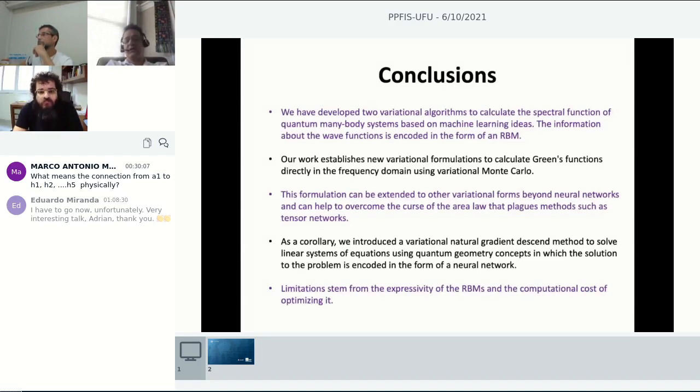And the main difference with the methods used with matrix product states is that now we need to do Monte Carlo sampling, and we need to do natural gradient descent, basically something that you don't need to do with tensor networks. And again, in this case, we show that the method can be made quite accurate if we are able to control the convergence and the expressivity of the wave function, which are the main limitations. And these are basically numerical limitations or technical limitations.